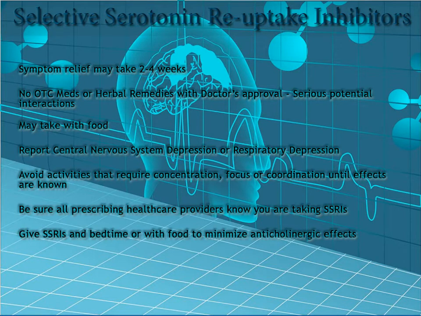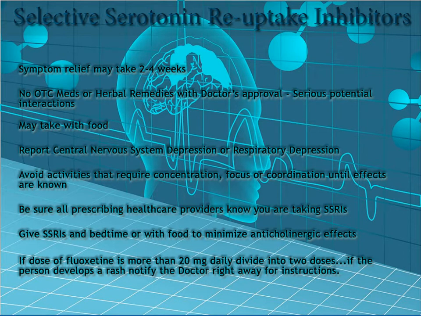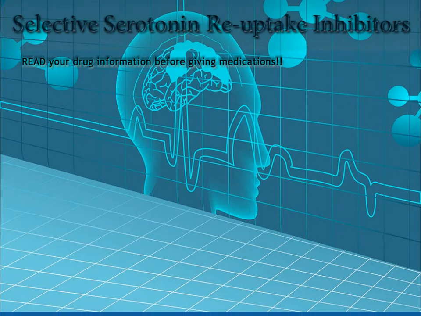Give SSRIs before bedtime or with food to minimize the anticholinergic effects, such as confusion, blurred vision, constipation, dry mouth, lightheadedness, difficulty starting and continuing to urinate, and loss of bladder control. If the dose of fluoxetine exceeds 20 milligrams daily, the dosage should be divided into 2 doses, a morning and afternoon. Clarify instructions with the doctor if this is not the case. If the person develops a rash when taking fluoxetine, hold the dose and notify the prescriber. Again, I cannot emphasize enough how important it is to read your drug information before giving medications.